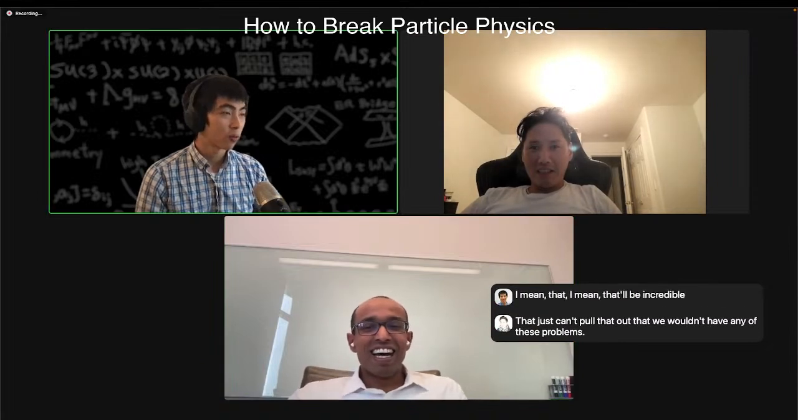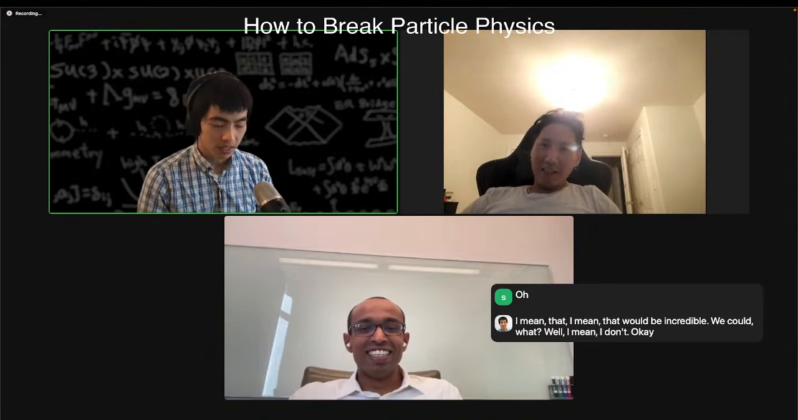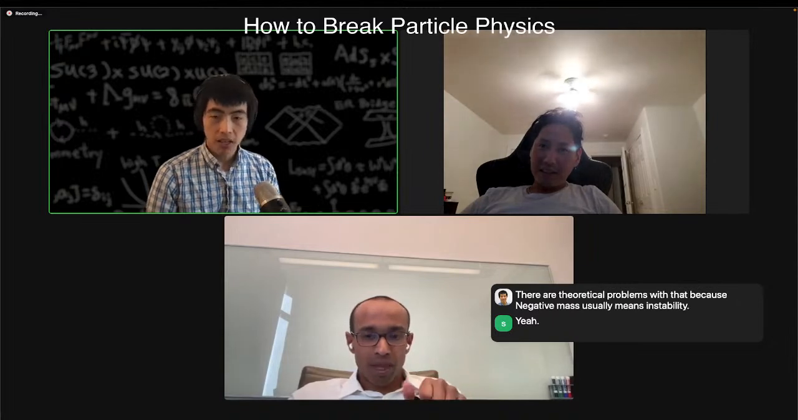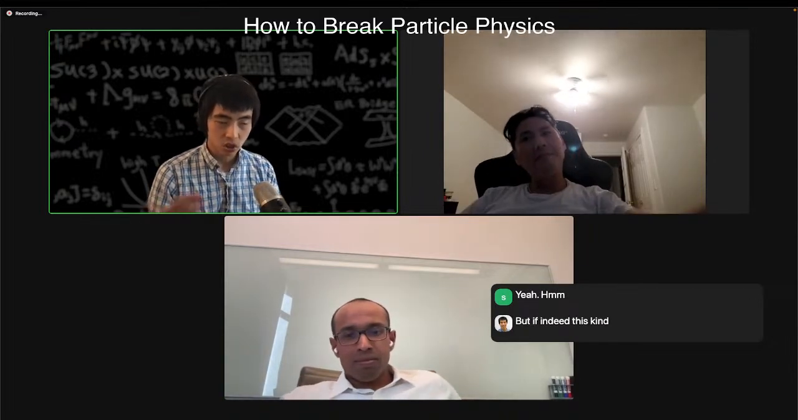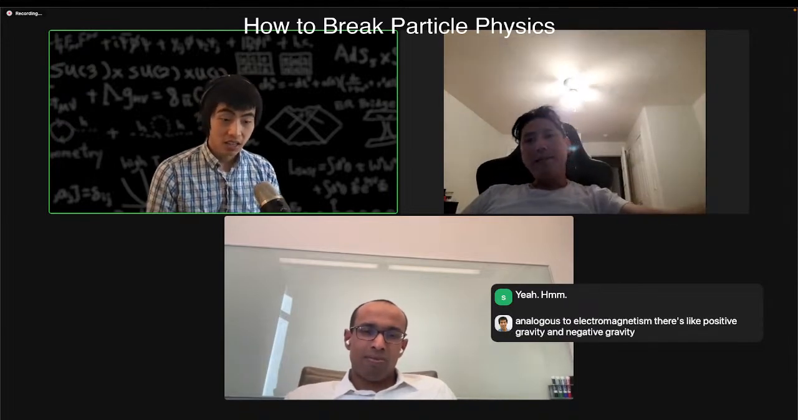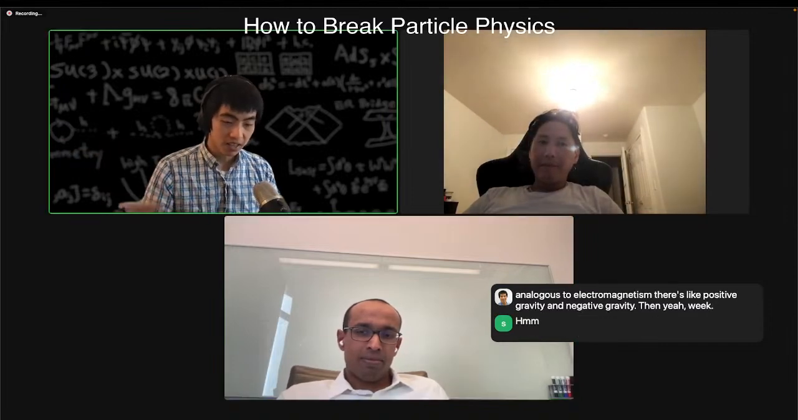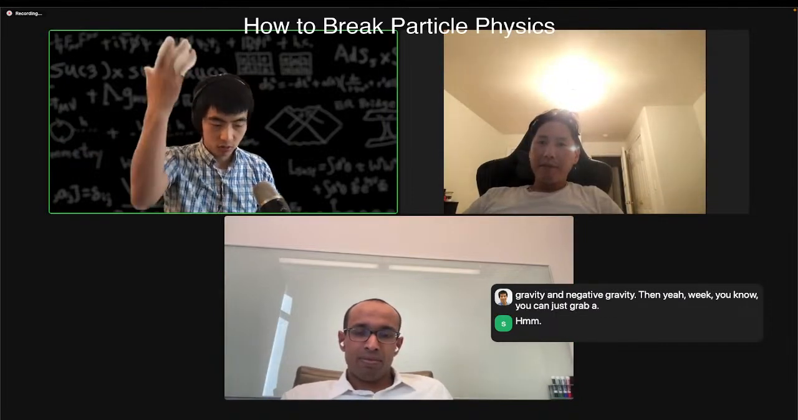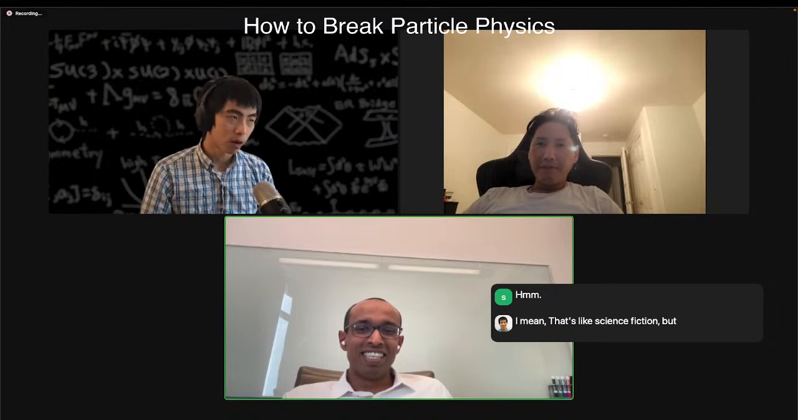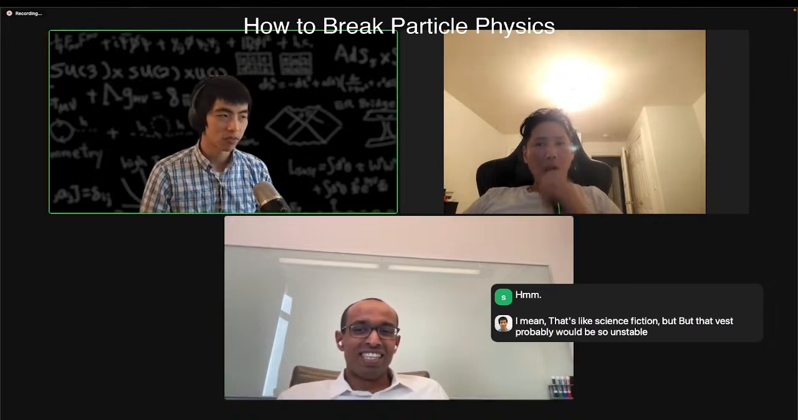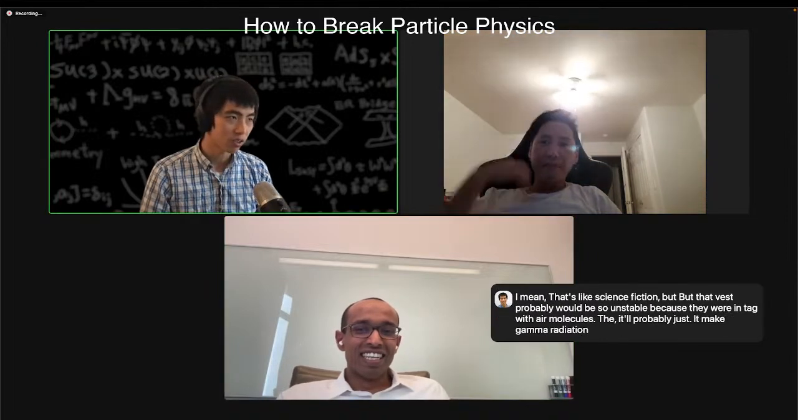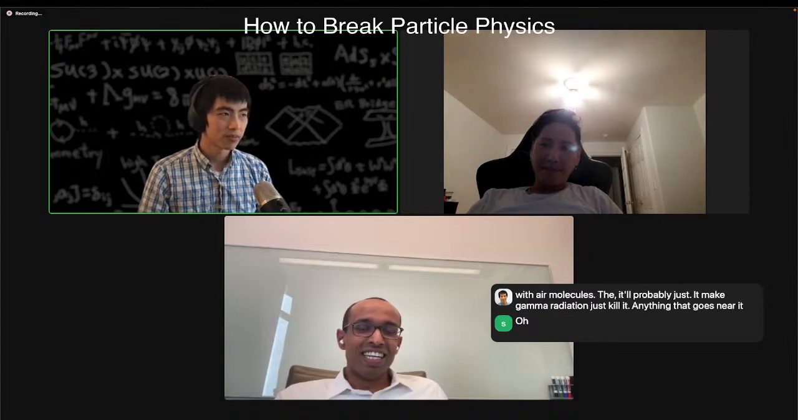Well, it seems unlikely to happen. There are theoretical problems with that because negative mass usually means instability, and so on. But if indeed there's kind of a gravity charge analogous to electromagnetism, with positive gravity and negative gravity, then yeah, you can just grab a negative gravity vest and we just float straight into space. I mean, that's like science fiction, but that vest would probably be so unstable because it would interact with air molecules and the earth. It would probably just emit gamma radiation, and kill anything that goes near it. But who knows?